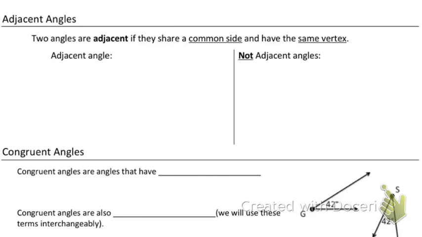Adjacent angles. Adjacent angles have to have a common side and so both things have to happen, and the exact same vertex. Once again, common side and exact same vertex. So an example of adjacent angles. Let's label this real quick. Let's call this A, B, C, and we'll call this D.